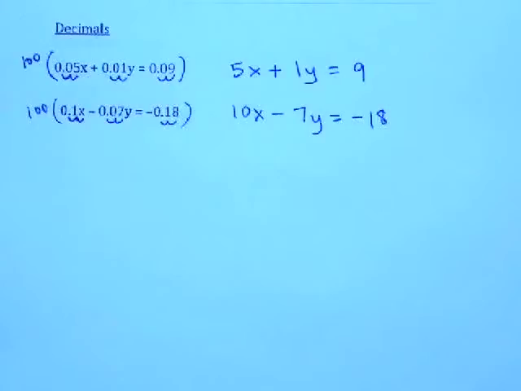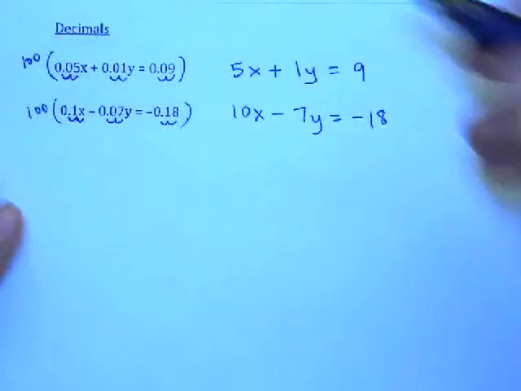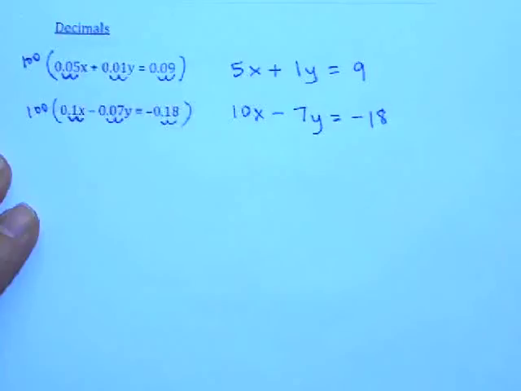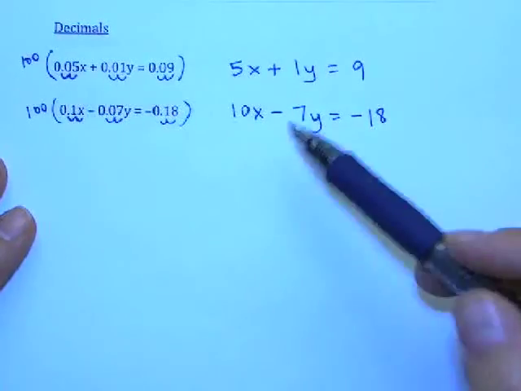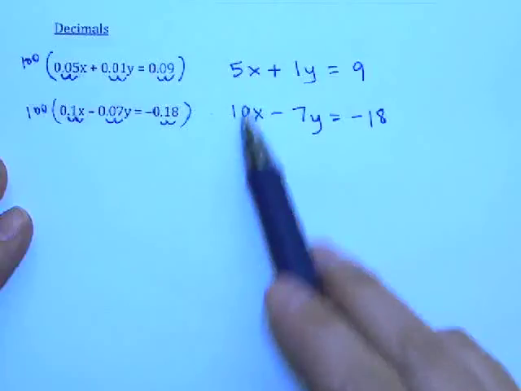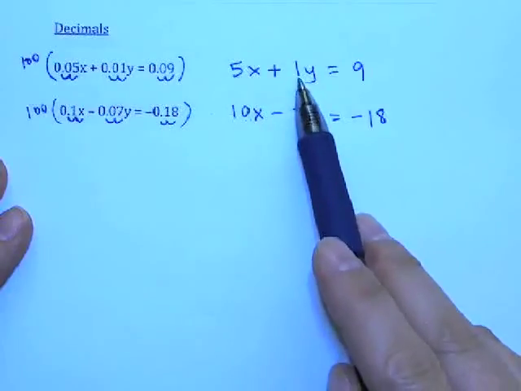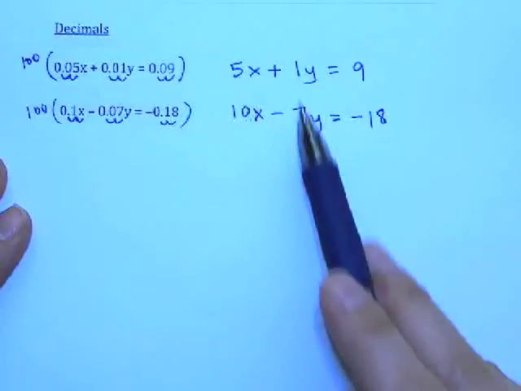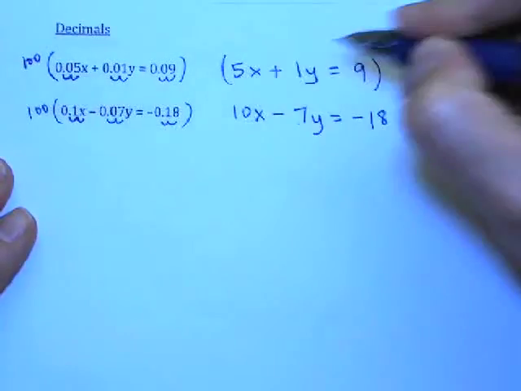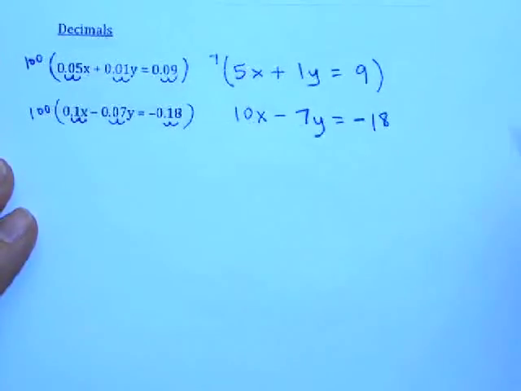Now I can just use my normal elimination method process where I need to find opposites. I see that I don't have opposites right now, so what I'm going to have to do is multiply this top equation. I can either multiply by negative 2 so that the x's will cancel out, or I could multiply this top equation by a positive 7 so the y's will cancel out. I'm going to choose to multiply by 7. Either way would work though.